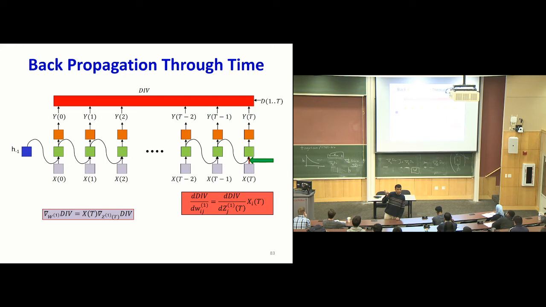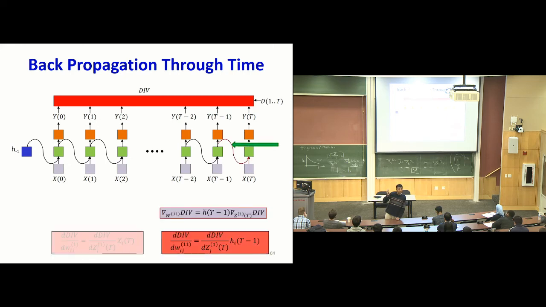There's one more parameter to compute, which is the derivative of the divergence with respect to this recurrent connection and the weights of this recurrent connection. And what is that going to be? Now here is the crazy thing. This is going to be the output over here at the previous time times the derivative over here, correct? And that is going to give you the derivative of the divergence with respect to the recurrent weight.